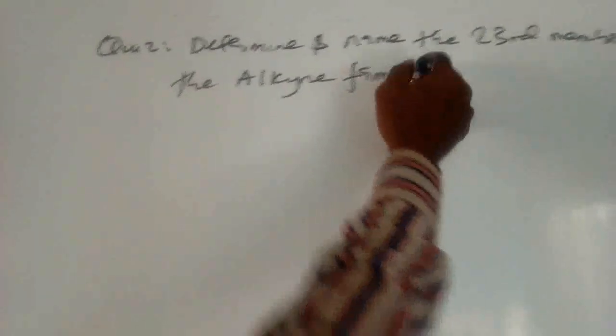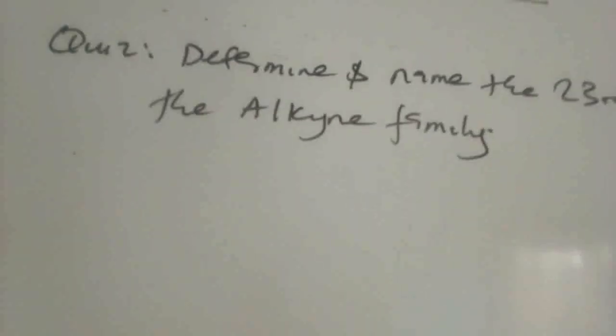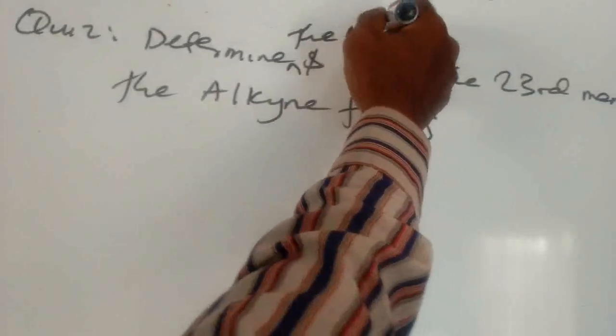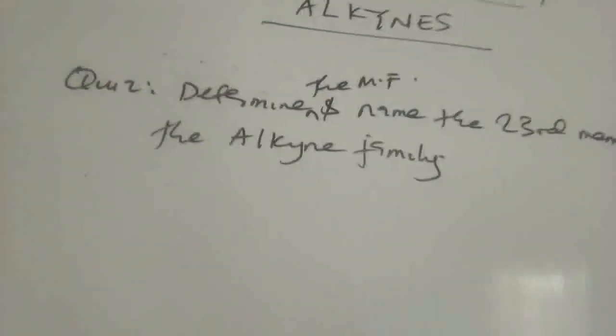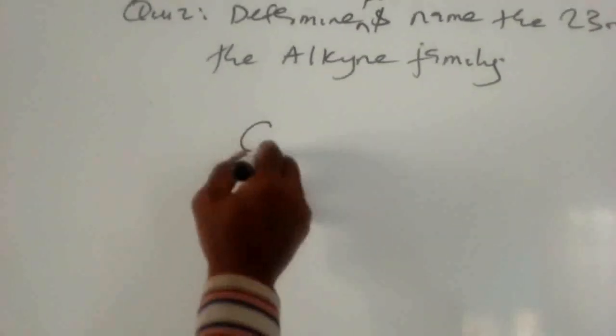23rd member of the alkyne family. Name it, determine the molecular formula, and name the 23rd member of the alkyne family. It is a very small question. To do this, I don't have to start listing the whole alkynes. All I have to do is ask myself what the general formula of alkynes is.